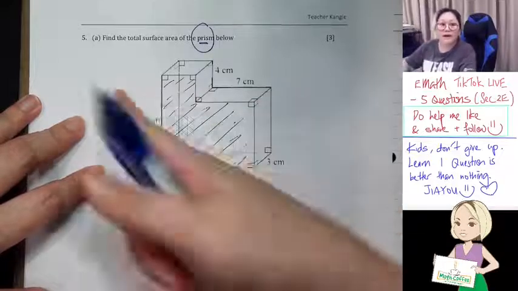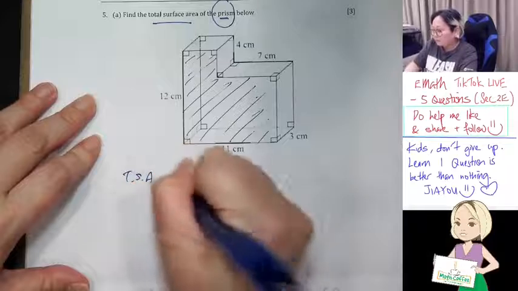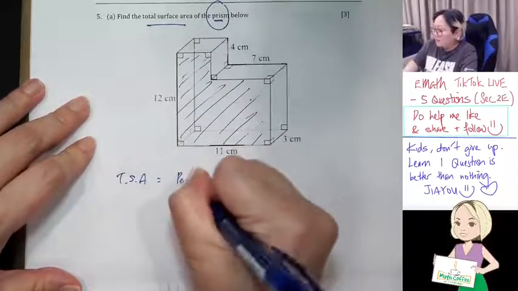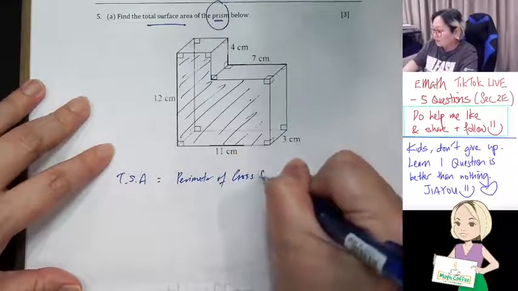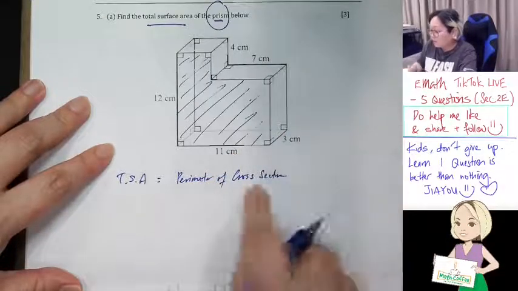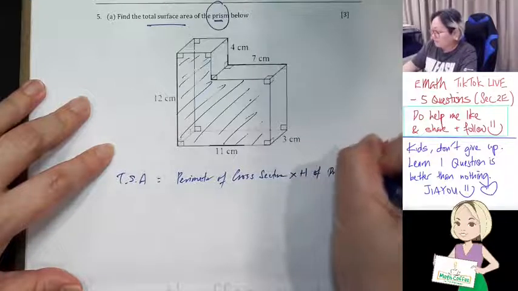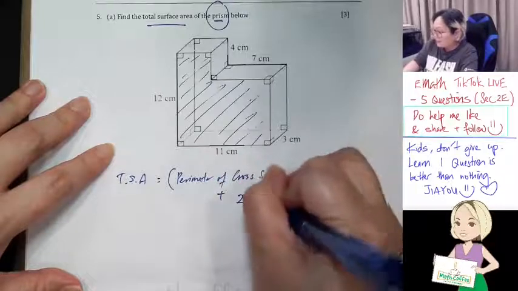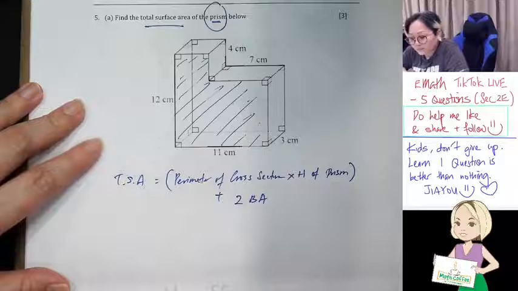So to find the total surface area, the formula is: first, identify the cross-sectional shape. Next is the perimeter of the cross-section, multiplied by the height of the prism. Put bracket, plus 2 base area. Okay, understand?